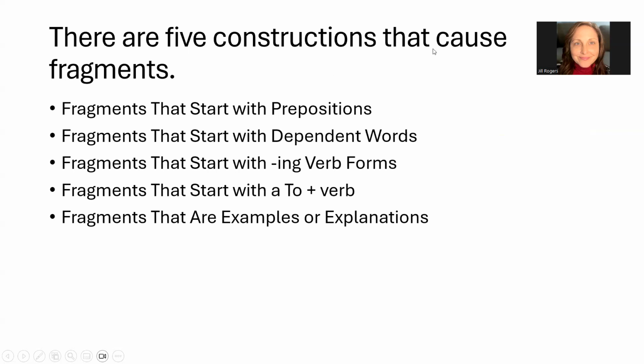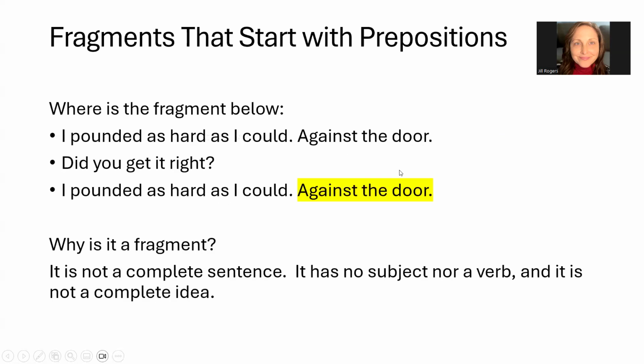Okay, there are 5 constructions that cause fragments. For the first 2, we'll present both of these together because it's very similar in how you fix them. Then we'll go over each of these separately. So there's fragments that start with prepositions. There's fragments that start with dependent words. There's fragments that start with ing verb forms. There's fragments that start with to plus verb. There's fragments that are examples or explanations. So we'll do each one at a time.